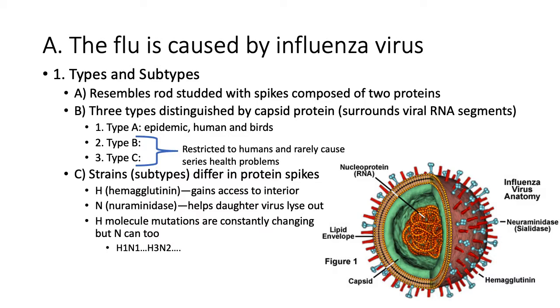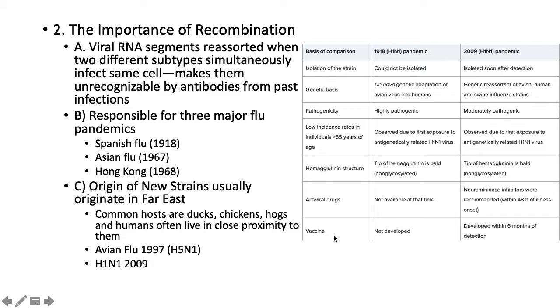Okay, so influenza can mutate, but what is really going on with the different vaccines is recombination. The greatest problem in fighting flu is recombination. Recombination occurs when you have viral RNA segments from two different subtypes in the same cell. This makes it harder to fight. They're unrecognizable by antibodies from past infections, and they can be recombined, kind of mixed and mashed together. So two different RNA segments in the same host cell. Recombination has been responsible for three major flu pandemics: Spanish flu, Asian flu, and the Hong Kong flu.